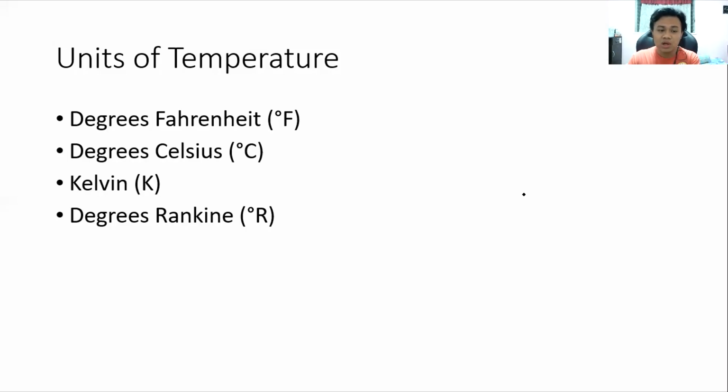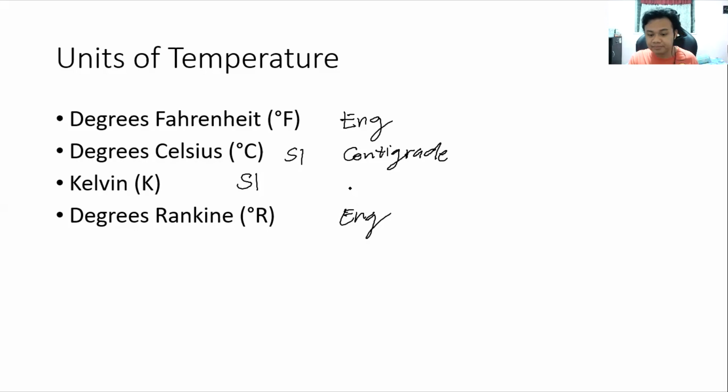Okay, so we have the units of temperature. We have degrees Fahrenheit, English, and then for Celsius, we actually use it in both. Alternatively, degrees Celsius is also called centigrade. And also we have Kelvin, which is the absolute temperature scale. It can be obtained from Celsius. This is in the SI unit. Also, this is also in the SI. And also degrees Rankine is the absolute temperature scale of the English units. Okay, so we have these four units of temperature.